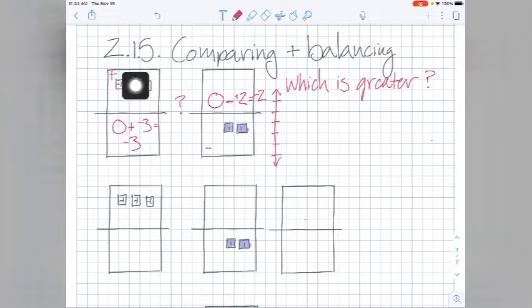Some students think this one's bigger. The one on the left is bigger because there's more tiles. And some of them think it's bigger because they're on the top. But in reality, this one is actually higher.